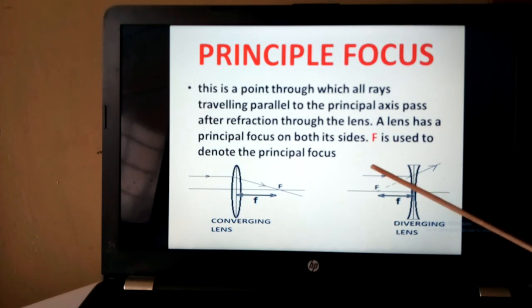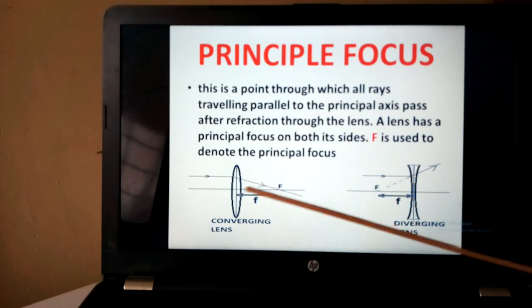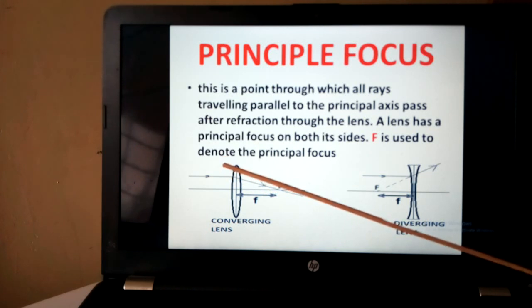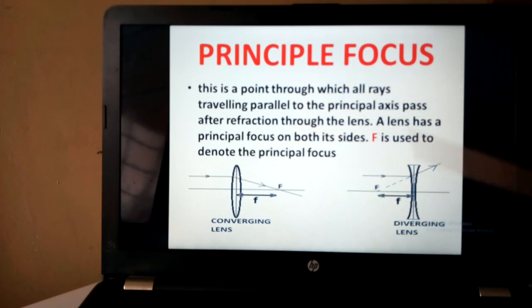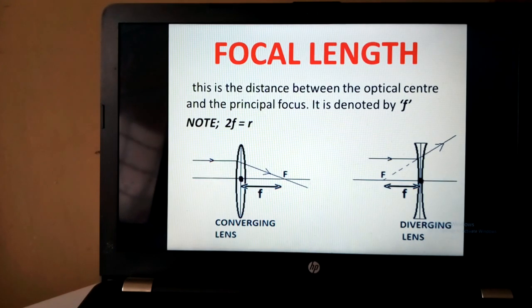So you can draw another line also, because I've given you one. I want you to draw another one and see if you understand this. And lastly, focal length. This is the distance between the optical center and the principal focus. I've shown the optical center. Optical center, remember, is the geometric center of a lens.